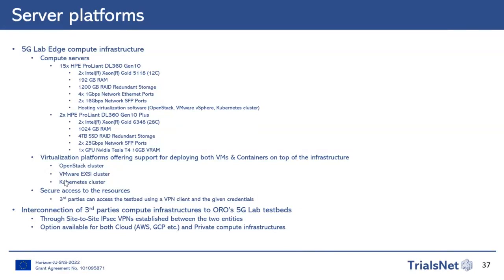And on top of this compute infrastructure, we have three virtualization platforms. So we have an OpenStack cluster, a VMware ESXi cluster, and also a Kubernetes cluster. So we can accommodate both virtual machines and containers for your applications. To access these resources securely, we can give you access to our VPN infrastructure. We can give you the credentials and the VPN client in order for you to be able to access the VMs or the containers that we are creating for you.